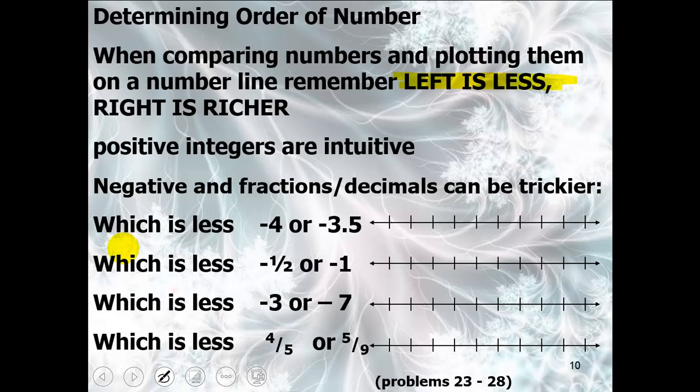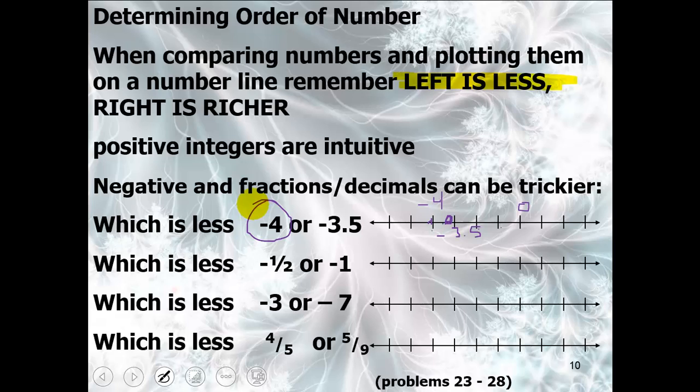Well, I'm going to mark 0 on my number line here, right? And then I'm going to mark negative 4. Negative 1, negative 2, negative 3, negative 4. Right? Now, where would negative 3.5 be? Well, here's negative 3, so I have to go even further than negative 3. So here is negative 3.5. Here's negative 4. So which one is less? Negative 4, because negative 4 is to the left of negative 3.5.